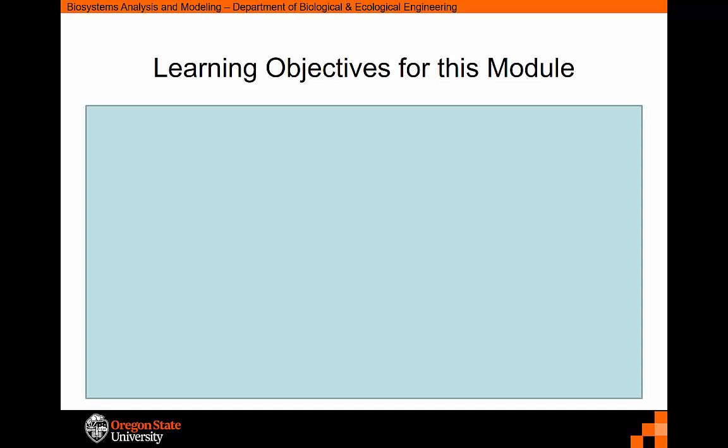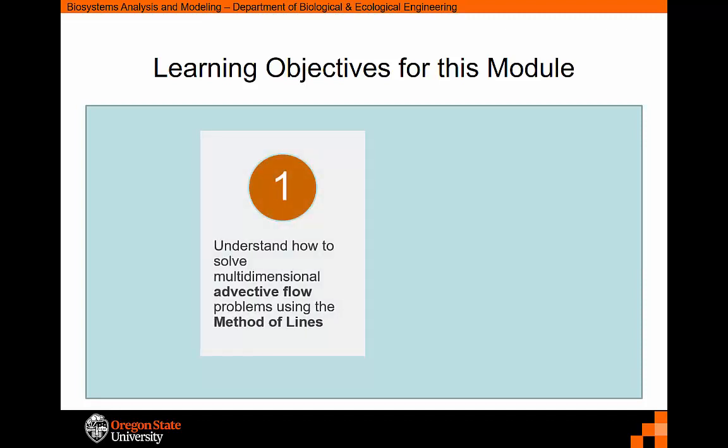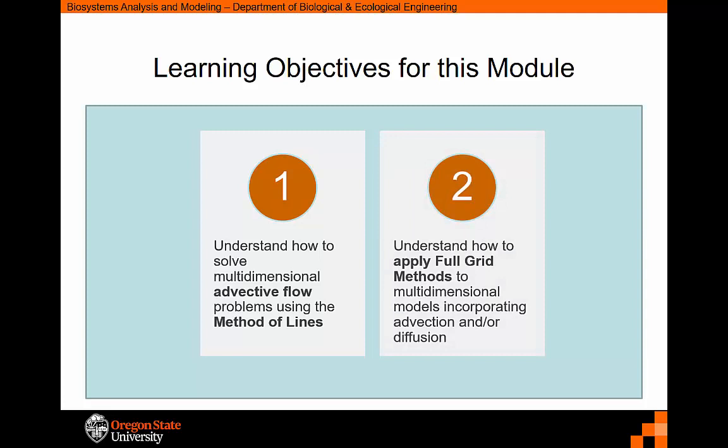Upon completing this module, you will be able to first understand how to solve multidimensional advective flow problems using the method of lines. And second, understand how to apply full grid methods to multidimensional models incorporating advection and/or diffusion.